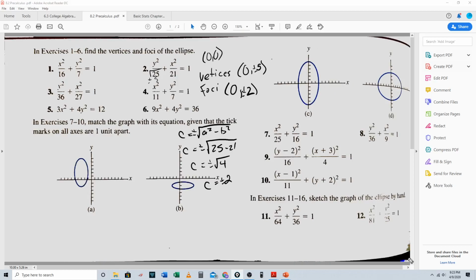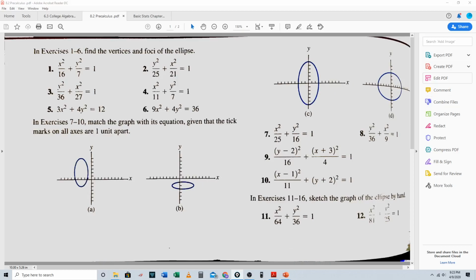All right. So this is match the ellipse. Right, it's kind of hard when looking at this because it's old.